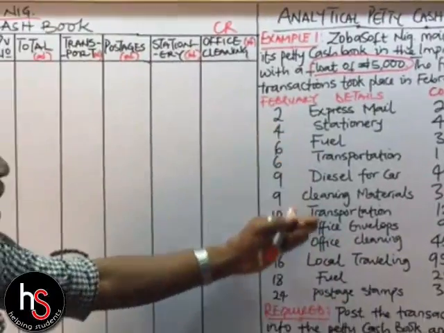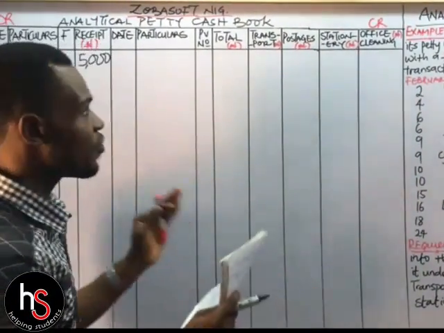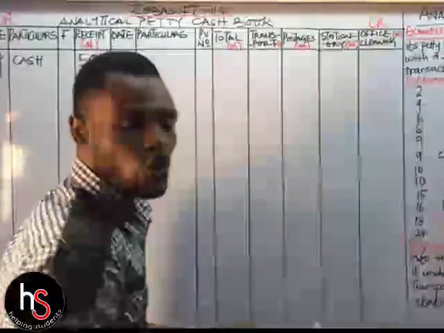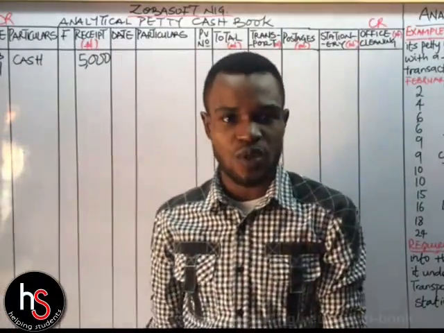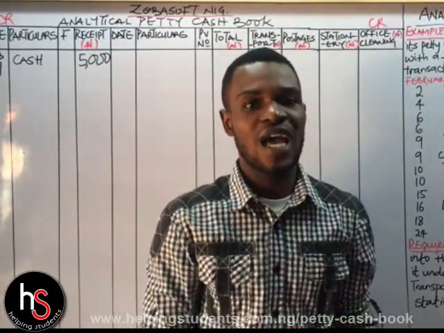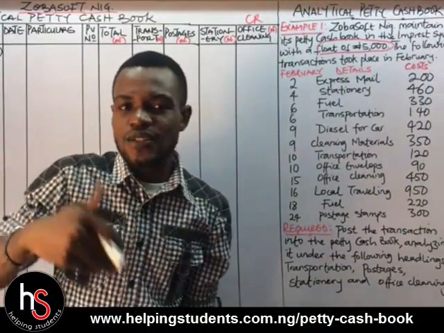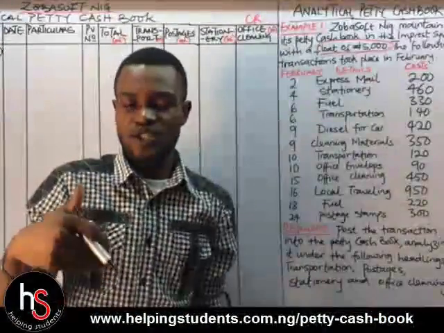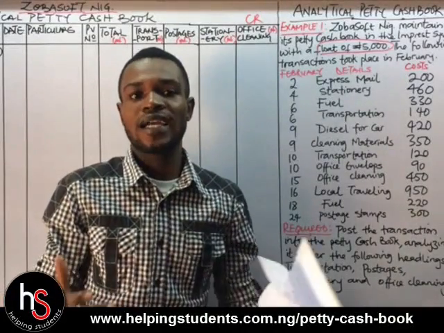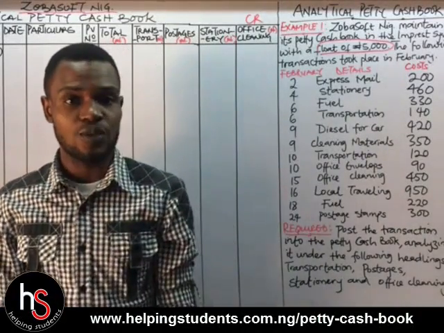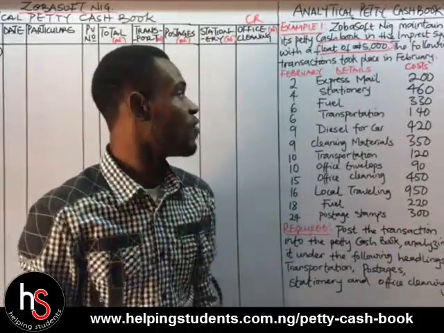So coming to the expenses, all expenses will be recorded on the credit side. The only difference between the petty cash book and the 1, 2, or 3 column cash book is the fact that each of these expenses has its own column where the transactions will be recorded. Unlike the normal cash book, where you just post to the relevant place.